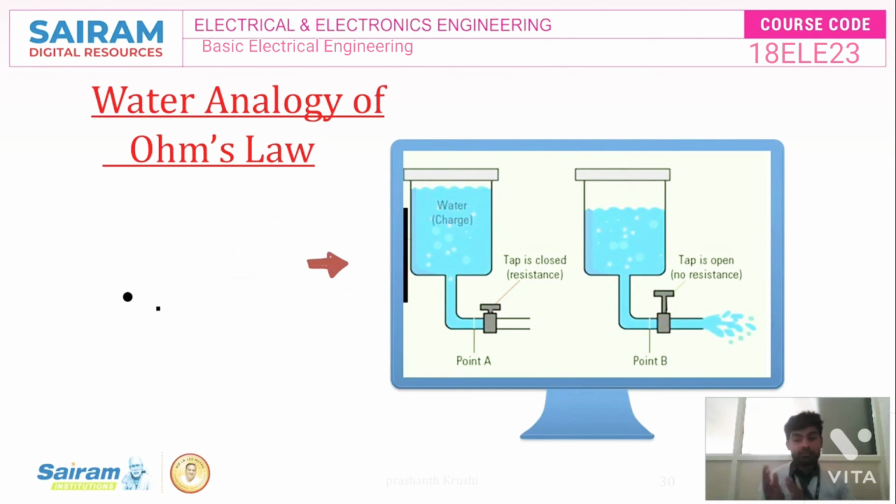I is equal to V by R. If resistance increases, the current will be reduced, less current, and if the current is more, resistance will be less. Take point A here and point B here. At point B there is no resistance, the tap is completely open. At point A the tap is closed, so the current will not be flowing and water will not flow from the tap to outside.